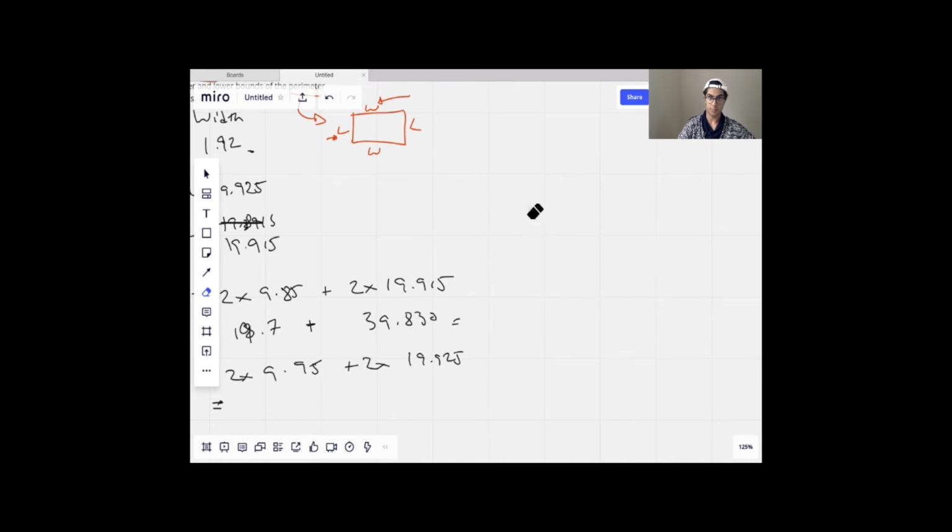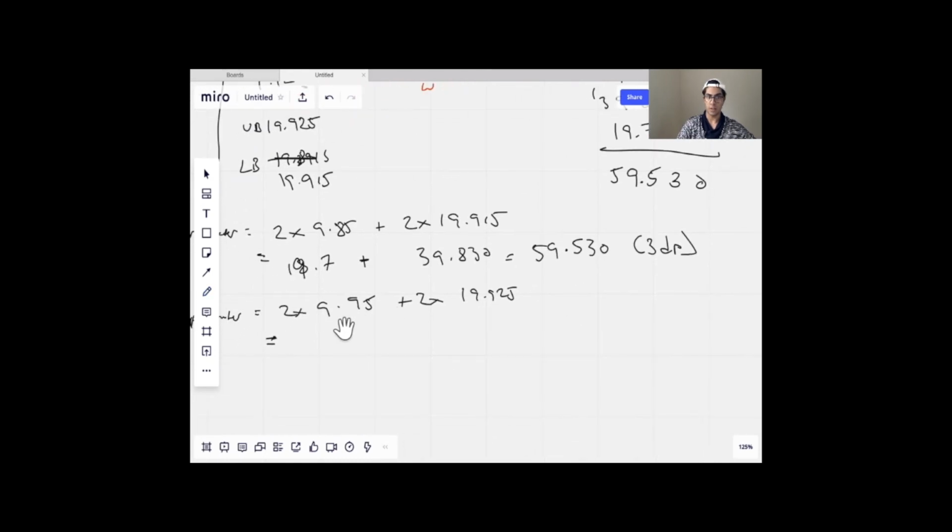Okay. So, what is that, 19.7, and then 39.830, 0, the 3, and then 8 plus 7, 15, carry the 1, 9 plus 9 plus 1, 19, 1 again, 4, 5, then don't forget this decimal point, is equal to 59.530, and that's already to 3 decimal places, so we're lucky.